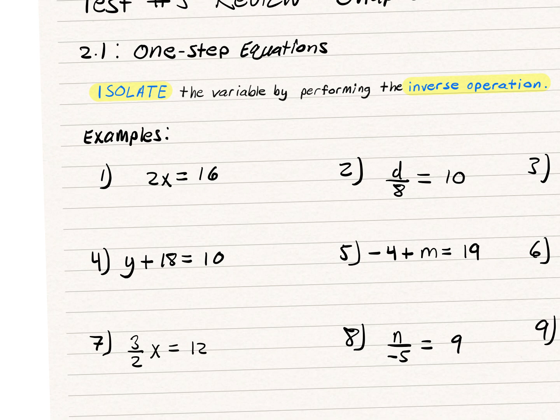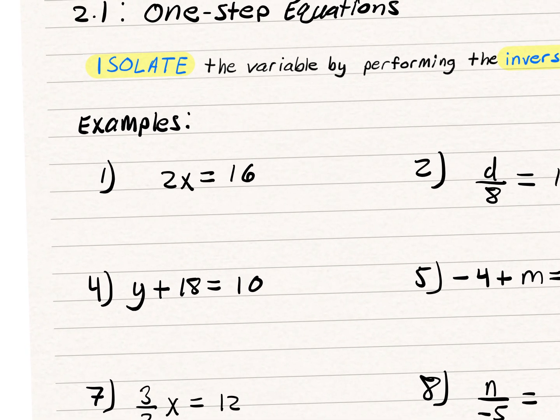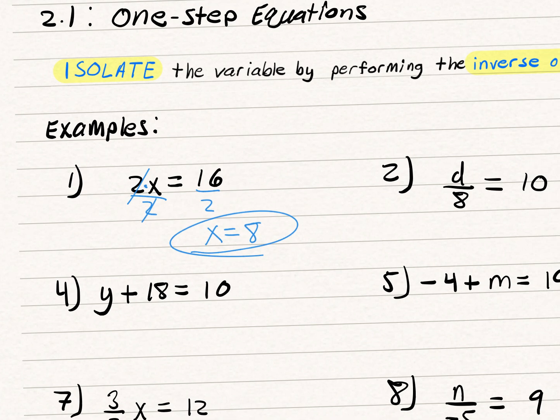All right. So number one, we see 2x equals 16, right? If you remember, 2x is the same as 2 times x, right? And our inverse of multiplication is division. So to get rid of this 2 that's being multiplied, we want to divide by 2 on both sides, right? Because 2 divided by 2 is 1, and so it goes away. And so you get x equals 16 divided by 2, which is 8, right? Just one single step in this problem.